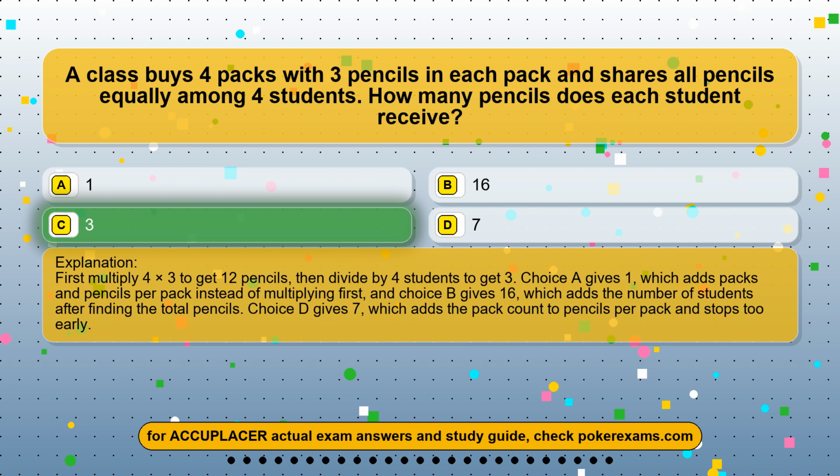Choice A gives 1, which adds packs and pencils per pack instead of multiplying first, and choice B gives 16, which adds the number of students after finding the total pencils. Choice D gives 7, which adds the pack count to pencils per pack and stops too early.